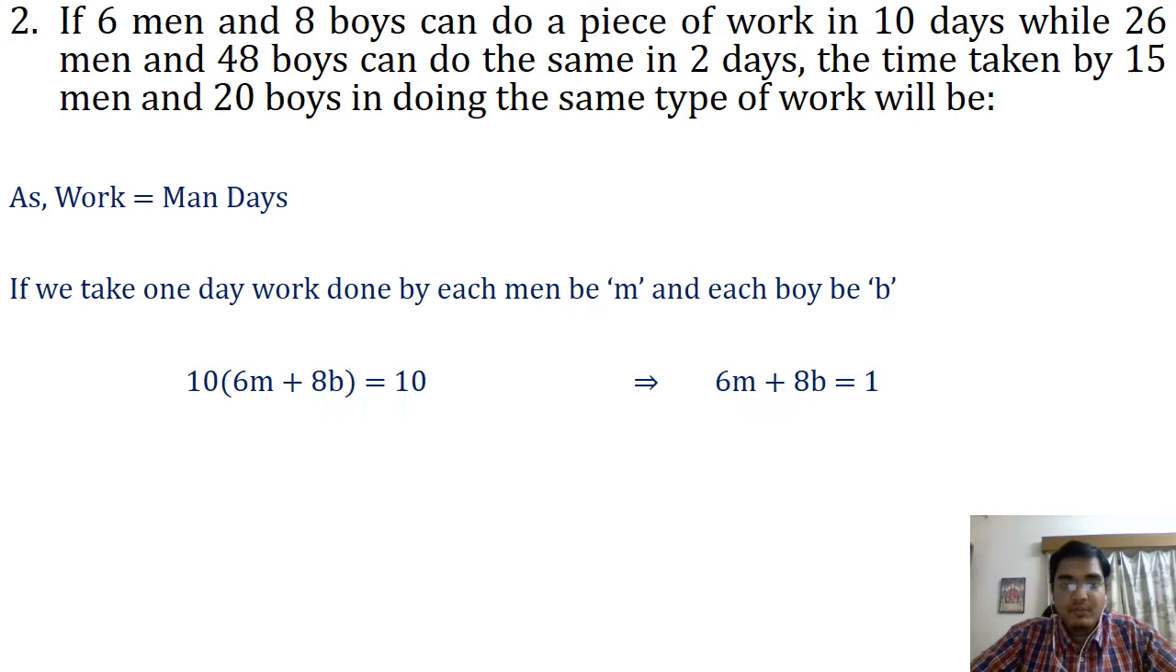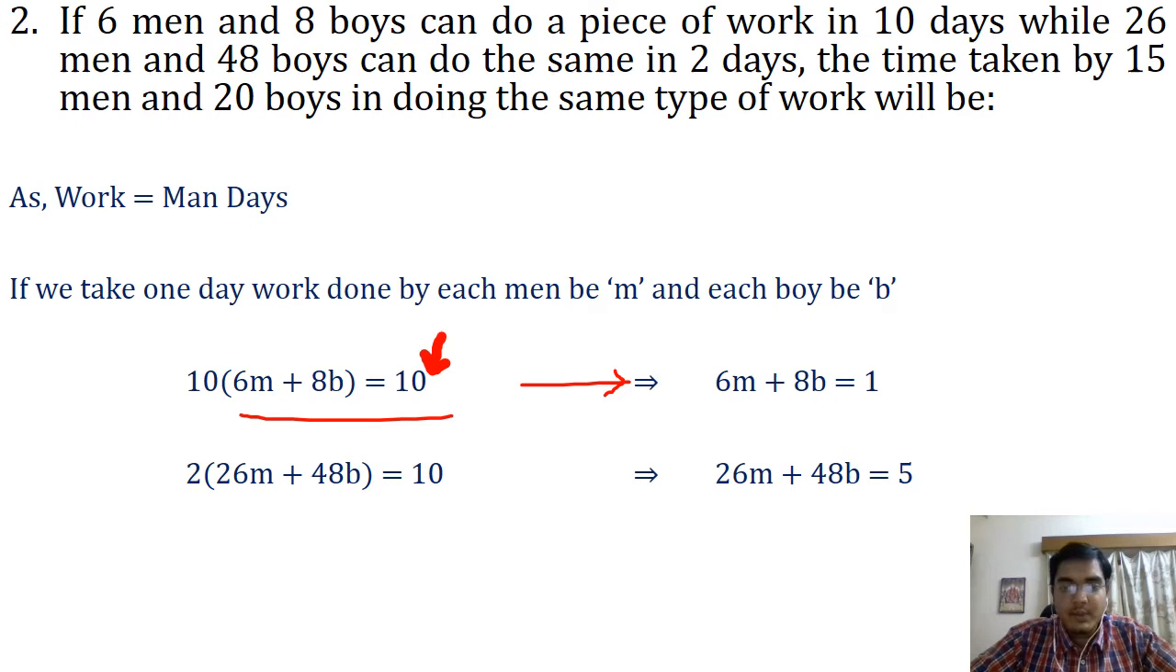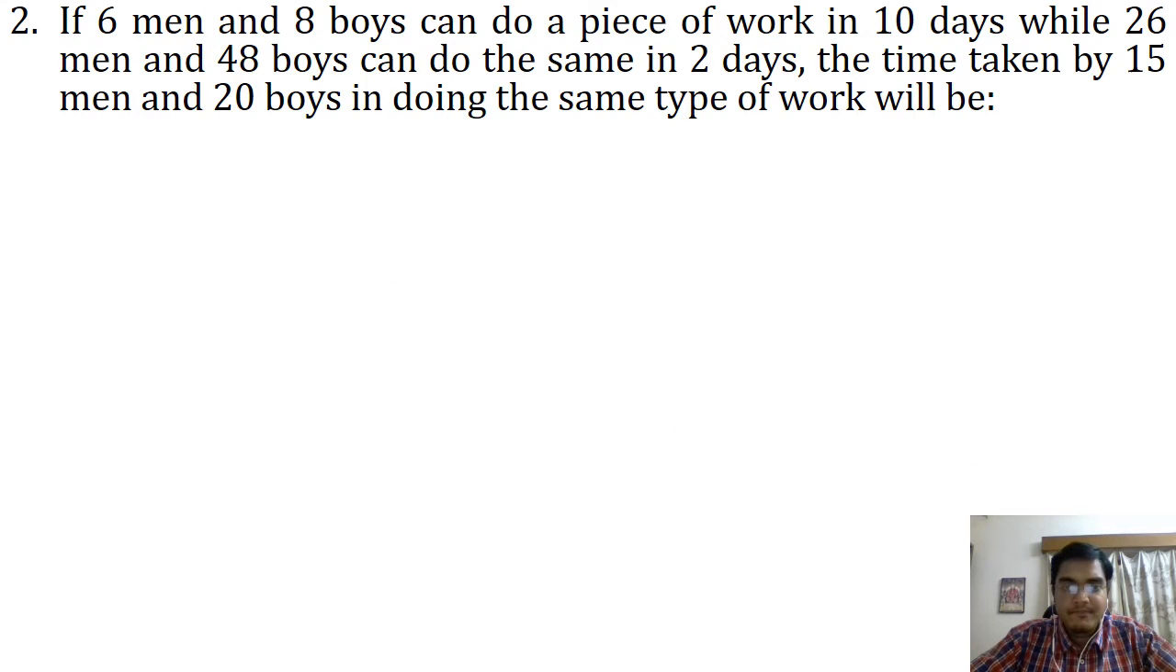So in place of W, we put work done as 10 units. And if work done is 10 units, our equation gets transformed into 6M + 8B = 1. Similarly, our second equation gets transformed into 26M + 48B = 5. Now we have to solve these two equations to get our M and B. So let us just solve our equations.